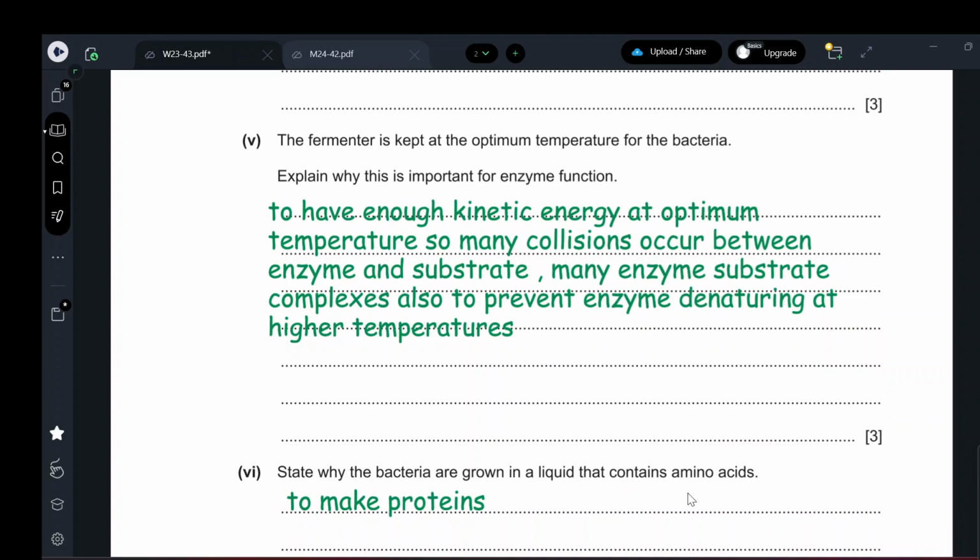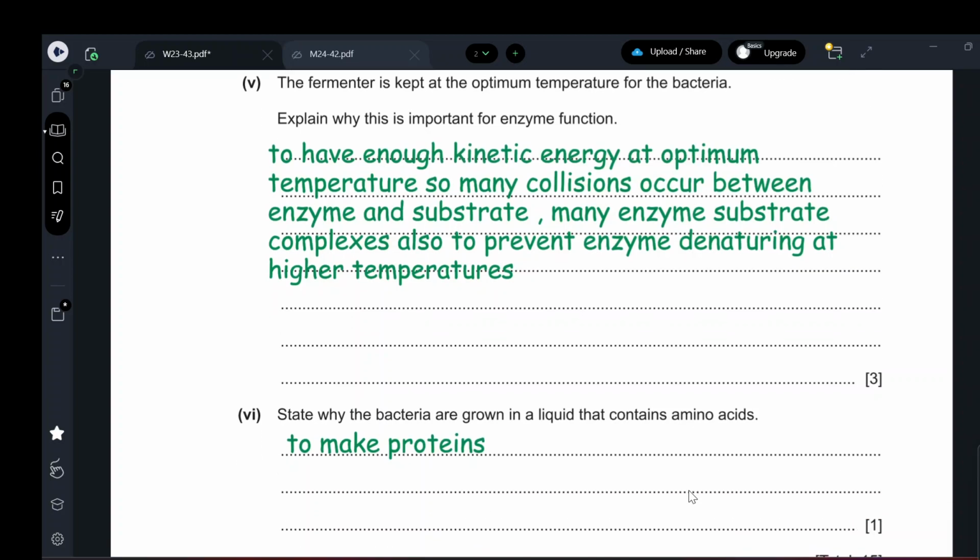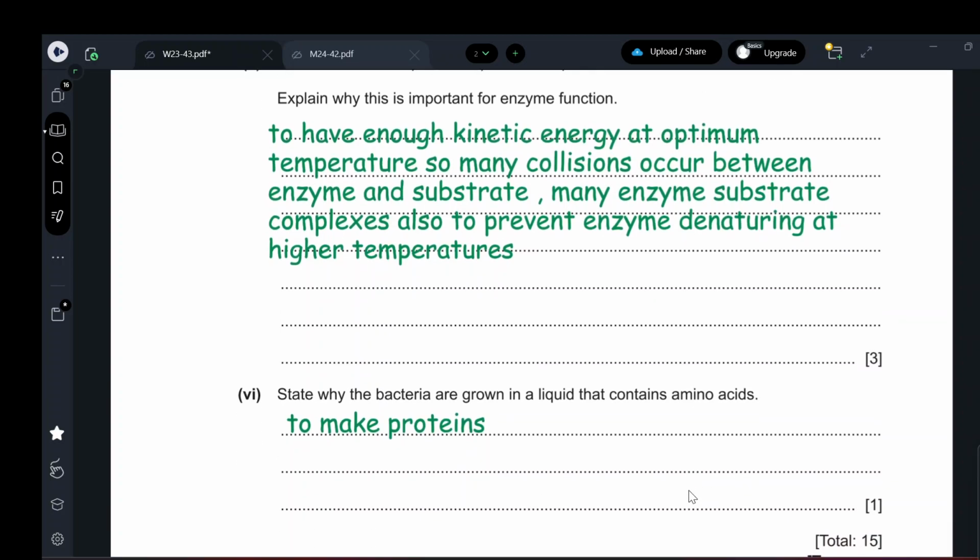Why do the bacteria need amino acids? Because it is like any other microorganism or any other organism. It needs amino acids to make proteins.